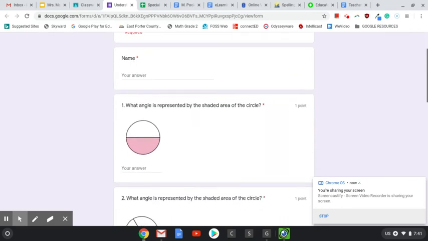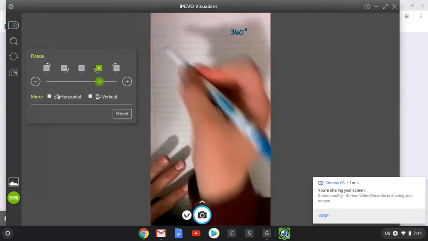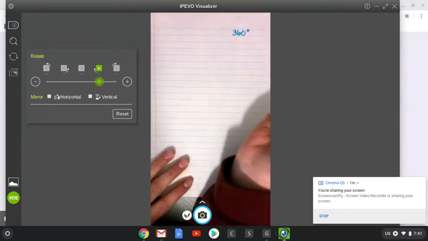And then number 1, what angle is represented by the shaded area of the circle? On Mrs. Wellman's instruction video, it said a very important number for us to keep in mind is 360. That is the amount of the entire circle. Okay, so we can see right here that this circle is cut in half. So all we need to do is find half of 360 for the first one. She actually already did this, okay, but we're going to do it again.